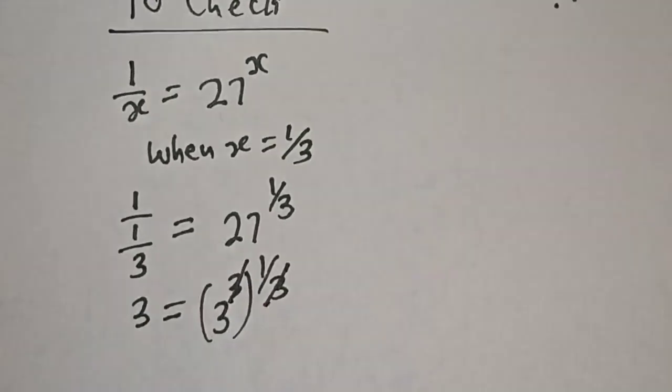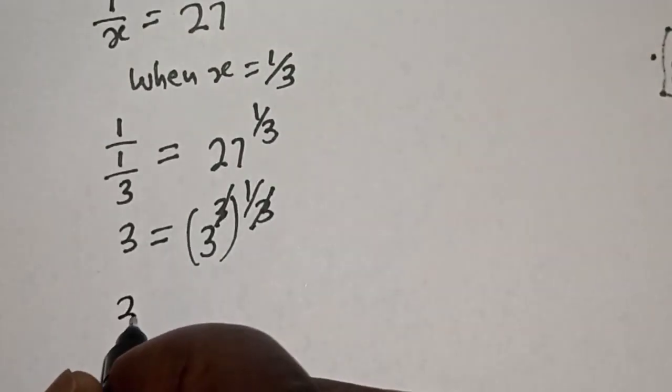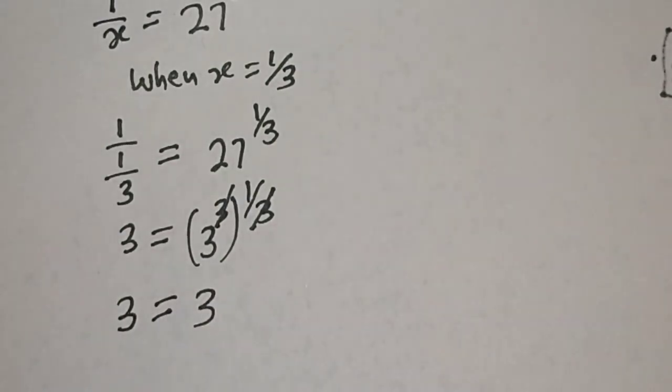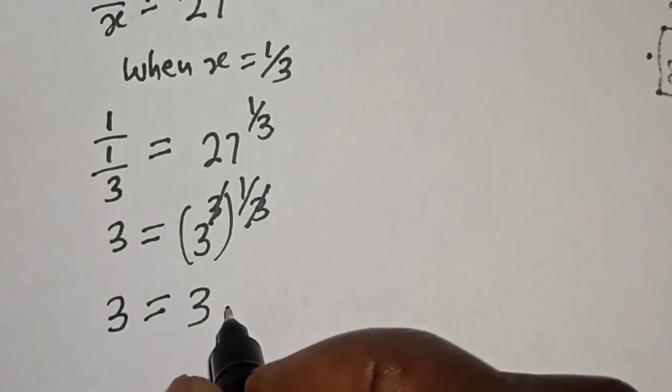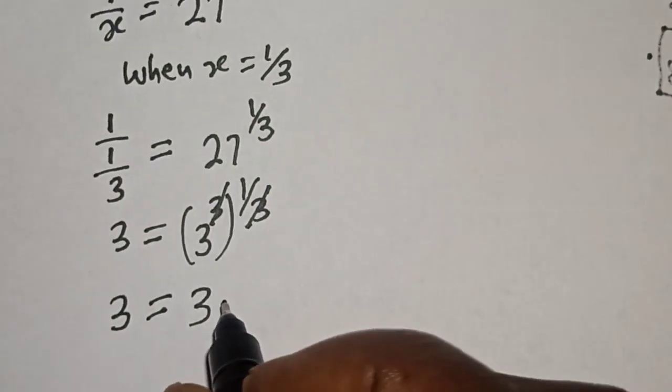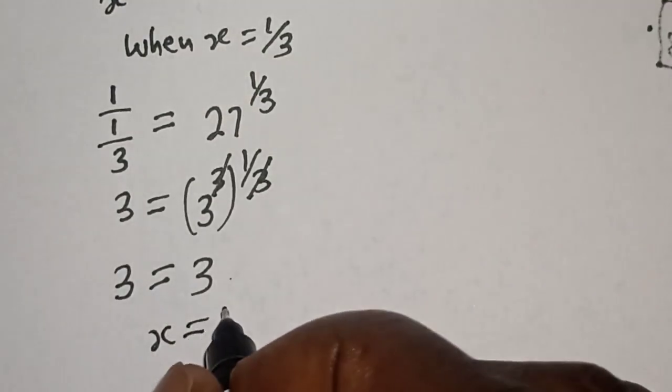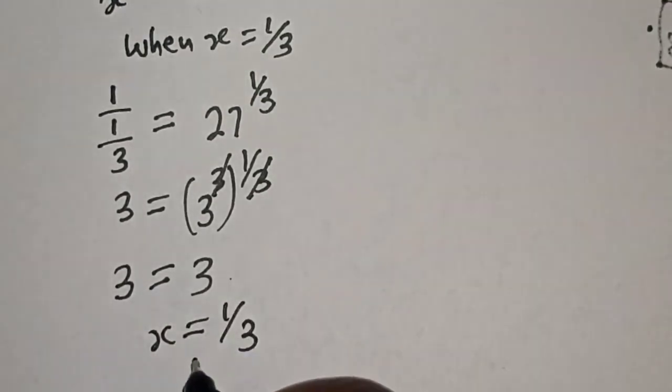This one will cancel this. 3 is now equal to 3, which satisfies the equation at x is equal to 1 over 3.